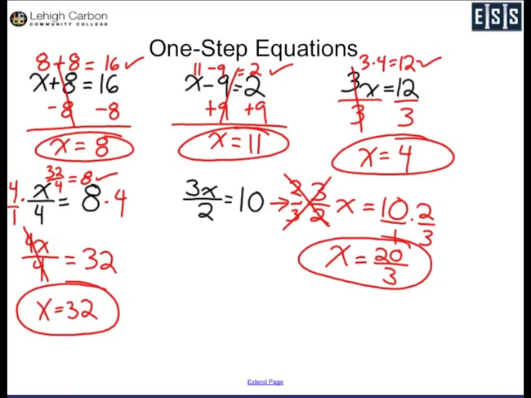If I plug that back in, I'd have 3 over 2 times 20 over 3 equals 10. My 3's cancel. 20 divided by 2 is 10. That does work.